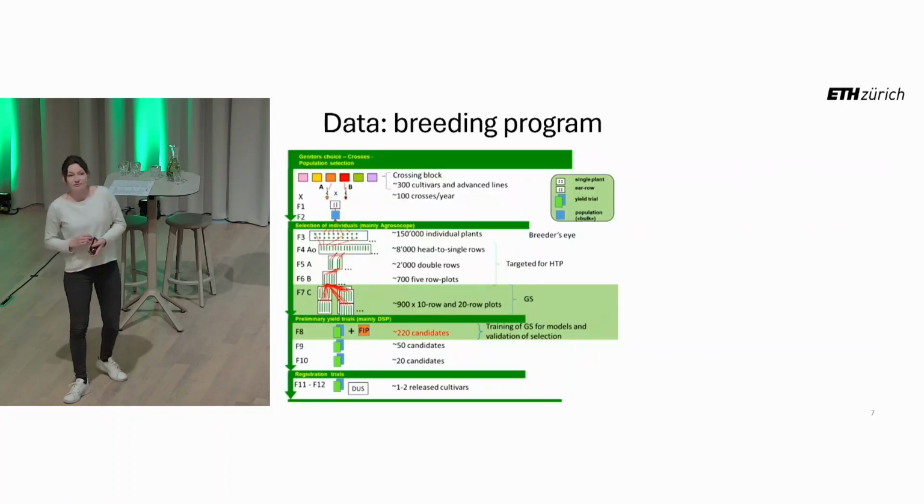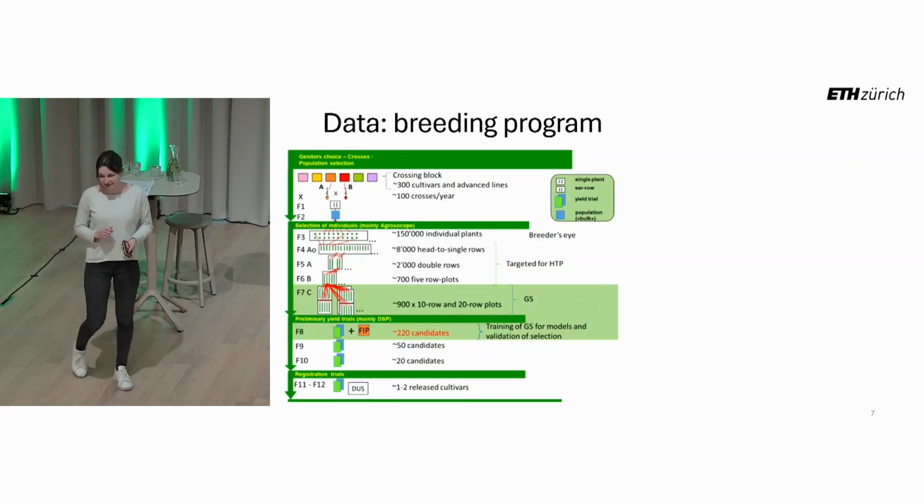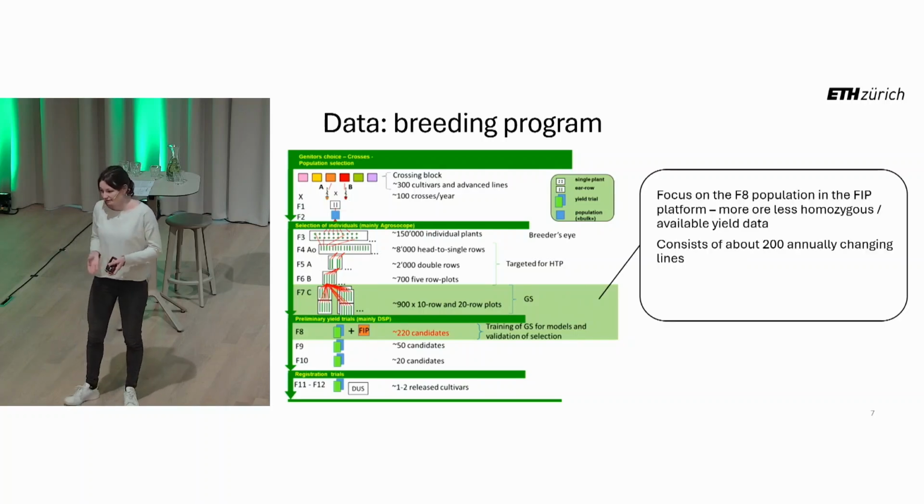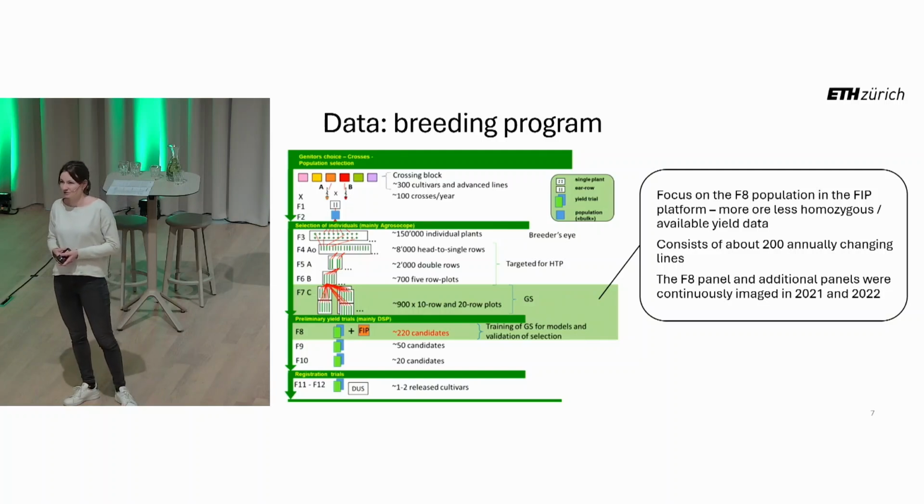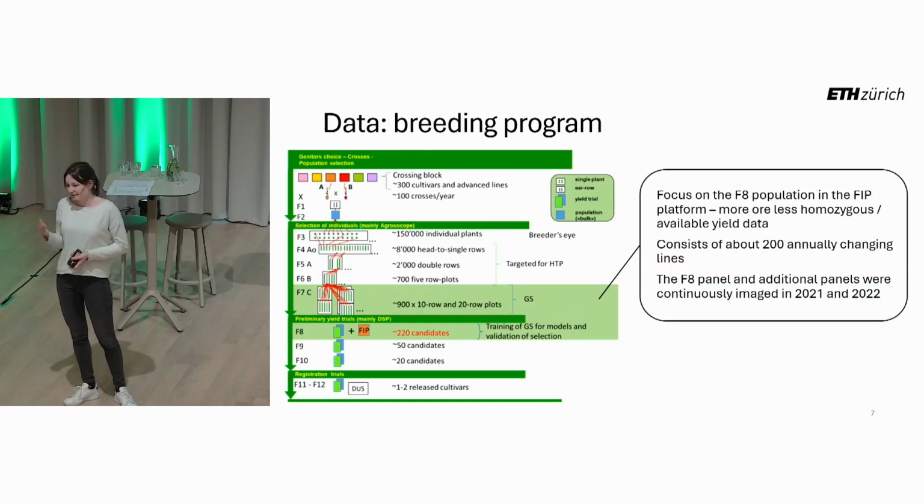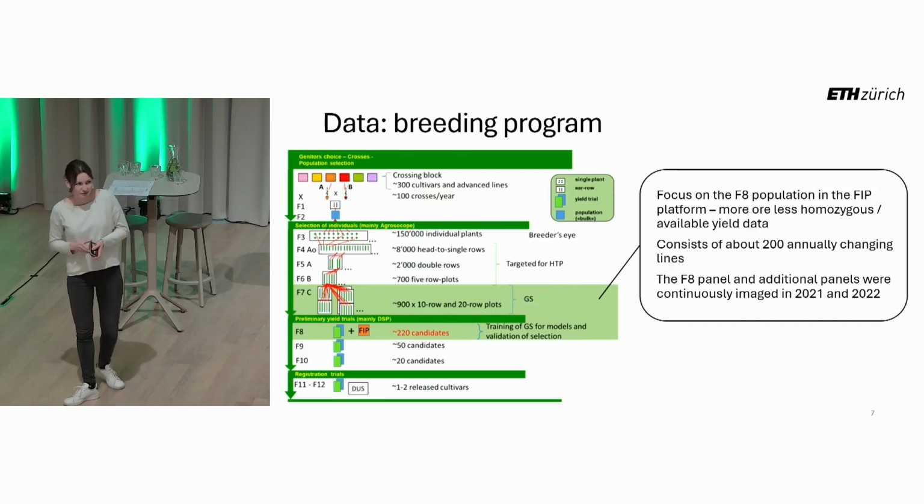I'm working with the F8 generation, which comes directly from the breeding program in Switzerland. Why do I work with this generation? The reason is that this is the first generation where we have yield data, and they are more or less homozygous, which is important for genomic prediction. They change every year, and we measured the height in the 2 years, 2021 and 22.